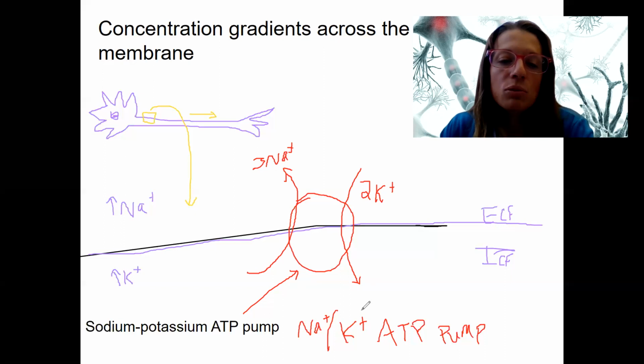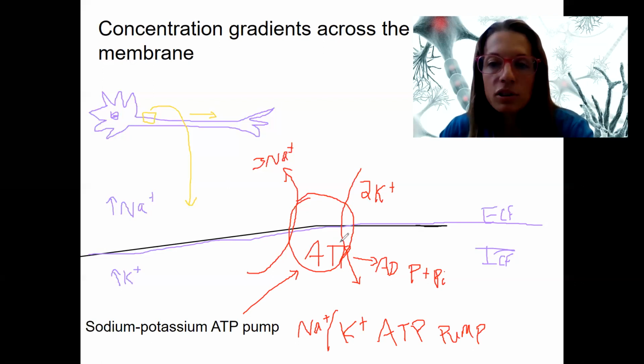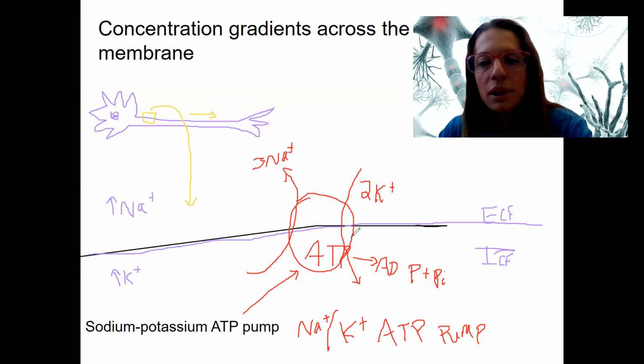And when it does this, it uses ATP. This process of shuttling sodium out and potassium in uses ATP. It converts ATP to ADP plus a phosphate group. So that requires energy, breaking of that phosphate bond, energy that was acquired from glycolysis and all of the mechanisms our cells use to produce ATP from the sugars we eat.